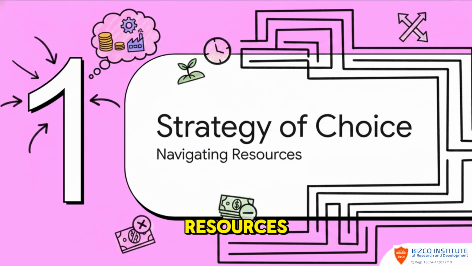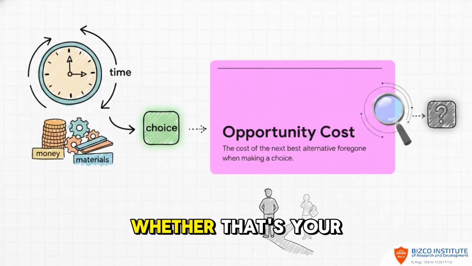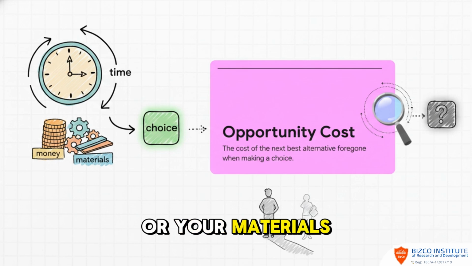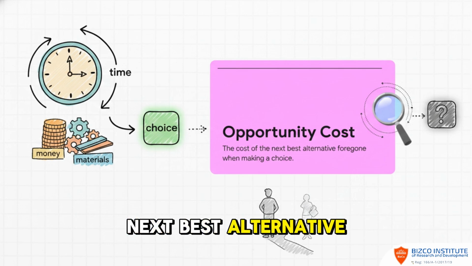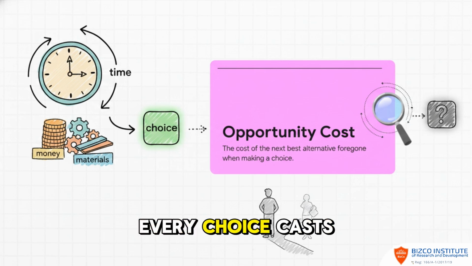All right, let's jump straight into section 1, the strategy of choice, and how we navigate those limited resources. Every single time you allocate a resource, whether that's your time, your money, or your materials, you are going to crash right into this core concept: opportunity cost. It is the cost of the next best alternative foregone when making a choice. This is an absolutely critical syllabus term you need to lock in. Basically, it means every choice casts a shadow, right? The option you didn't pick, that is your opportunity cost.